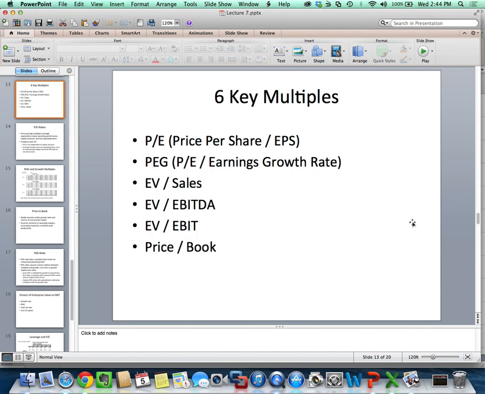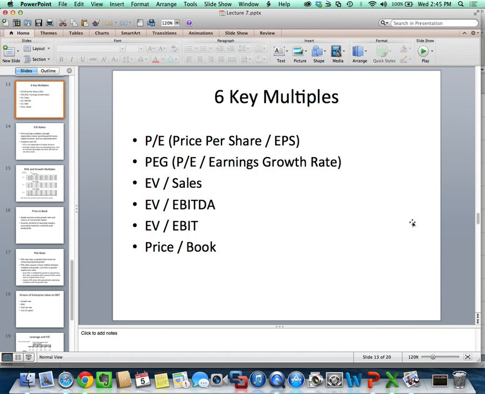All right, this semester, I'm going to hold you accountable for 6 multiples. These are the 6 multiples on this slide that you're going to have to understand and explain. They are as follows. PE, which stands for price to earnings multiple, which is the price per share divided by the earnings per share. All right? And so what the PE tells you is how much am I willing to pay for a unit of earnings per share? Higher being more valuable.